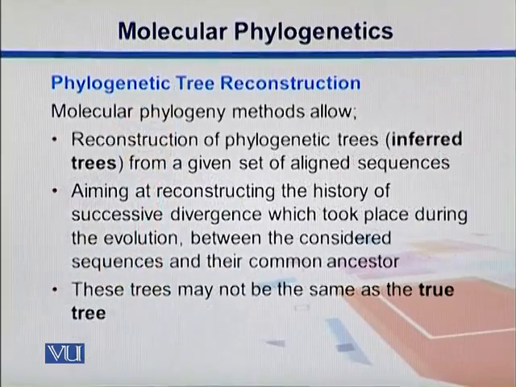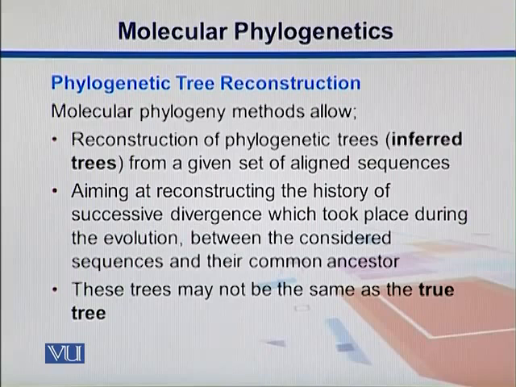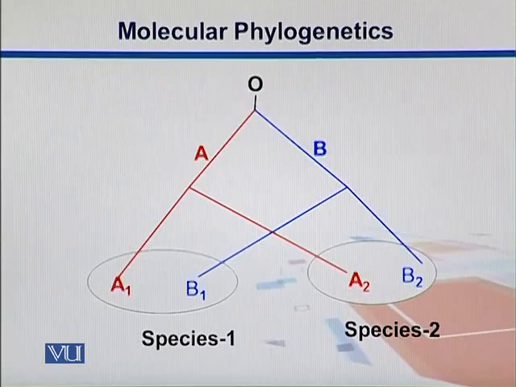So molecular phylogenetic methods allow the construction of phylogenetic trees from a given set of aligned sequences, while aiming at reconstructing the history of successive divergence which took place during evolution between the considered sequences and their common ancestors. These trees may not be the same as the true trees, but in this way you can have predictions, or you can estimate the actual trees while using these evolutionary trees which you reconstruct. So let's look into this situation.